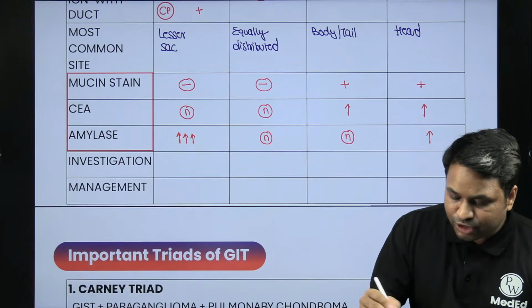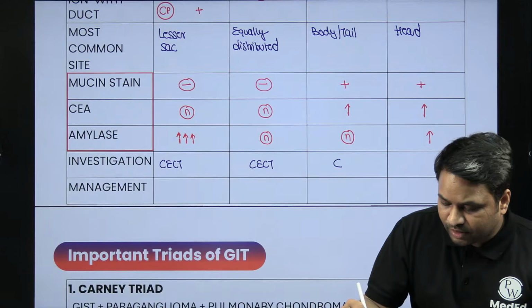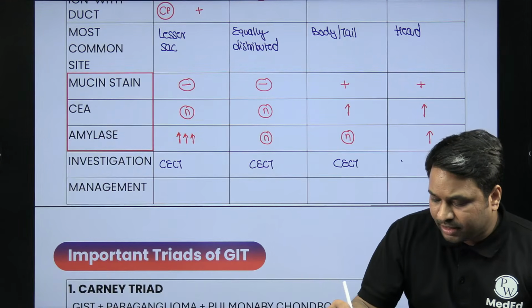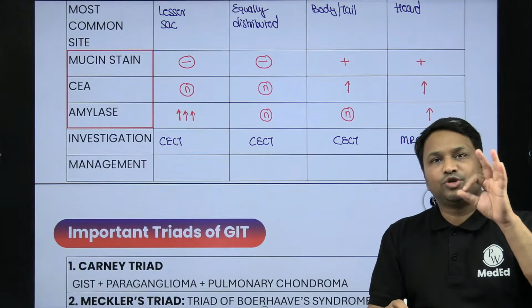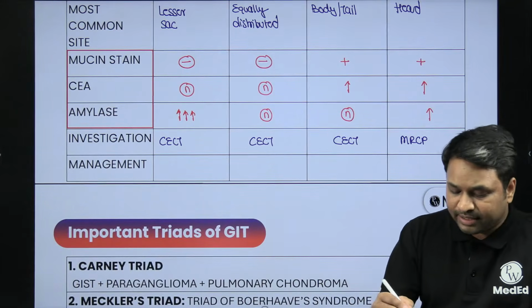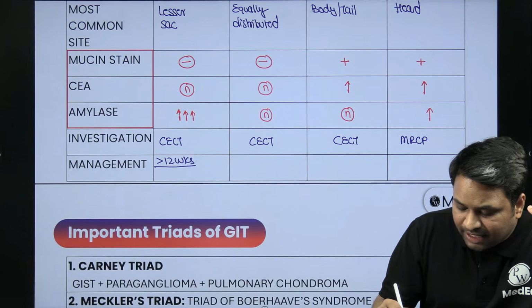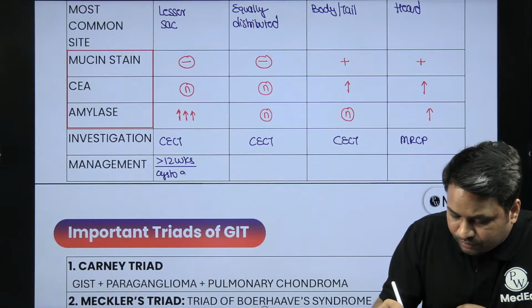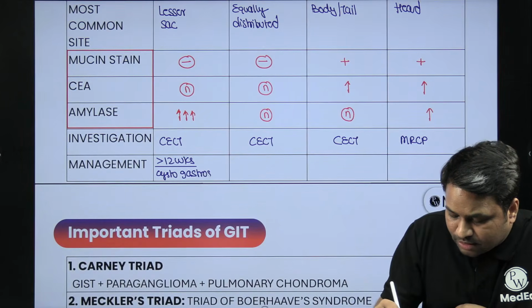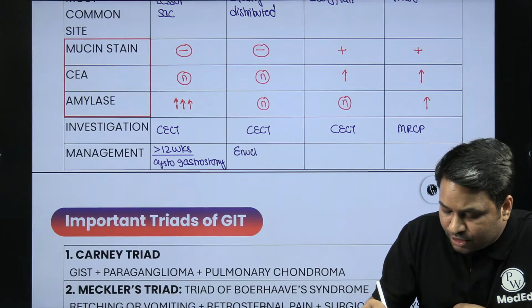When we talk about investigation, it is going to be CECT with pancreatic protocol for all 3 of them. But for IPMN, it is your MRCP. Management: if it is going to be beyond 12 weeks, then it is surgery. So beyond 12 weeks, if the pseudocyst persists, then you take the surgery, and the surgery here is either a cystogastrostomy or a cystojejunostomy. For serous adenoma, it is enucleation.